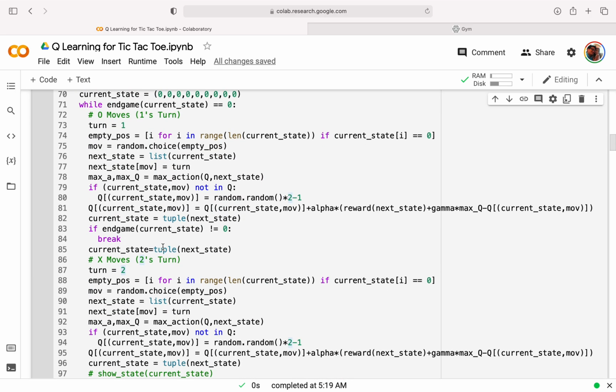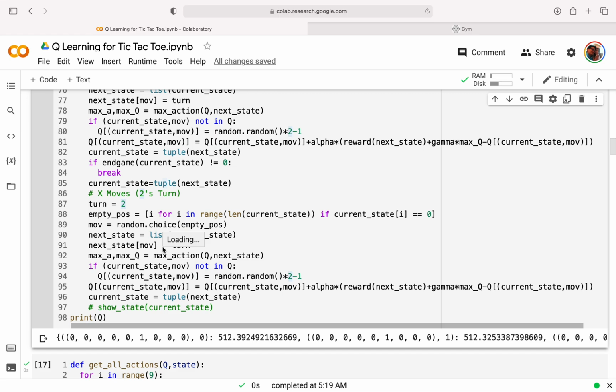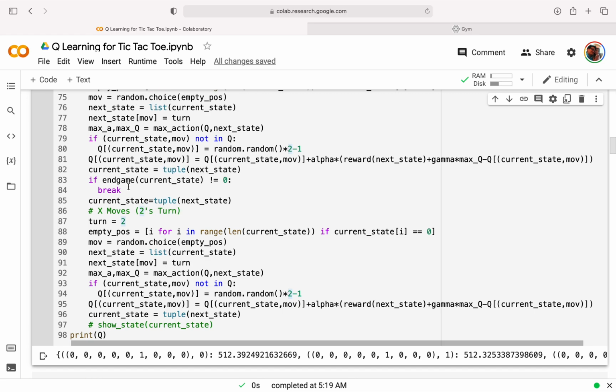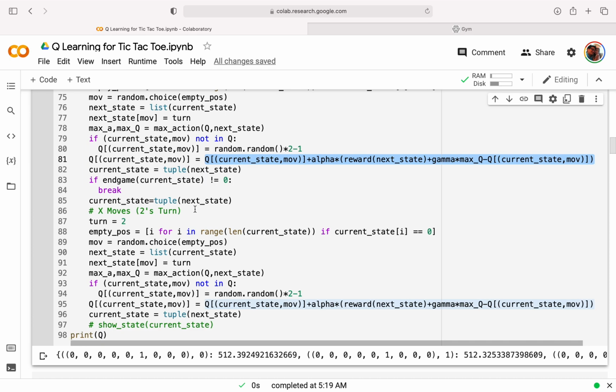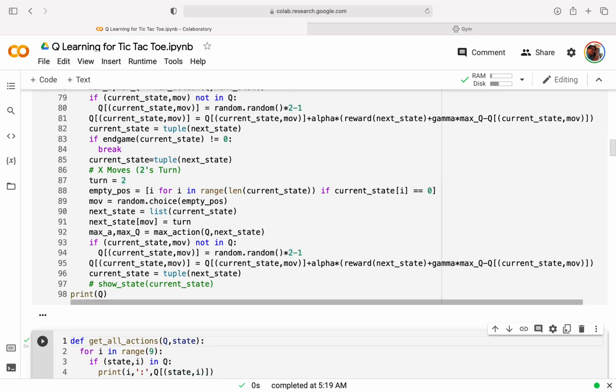Okay, so the update state is the same as the one that we did before. Okay, and it also tries to move to help one to win.